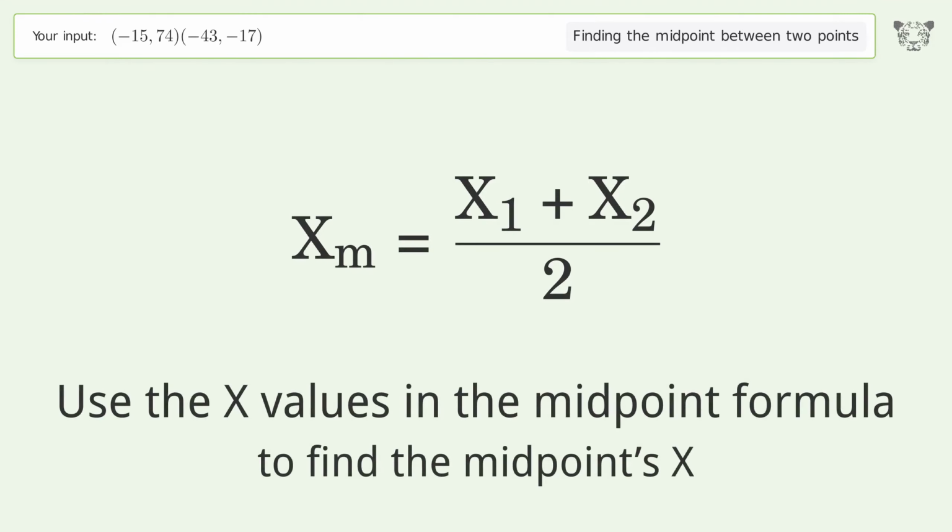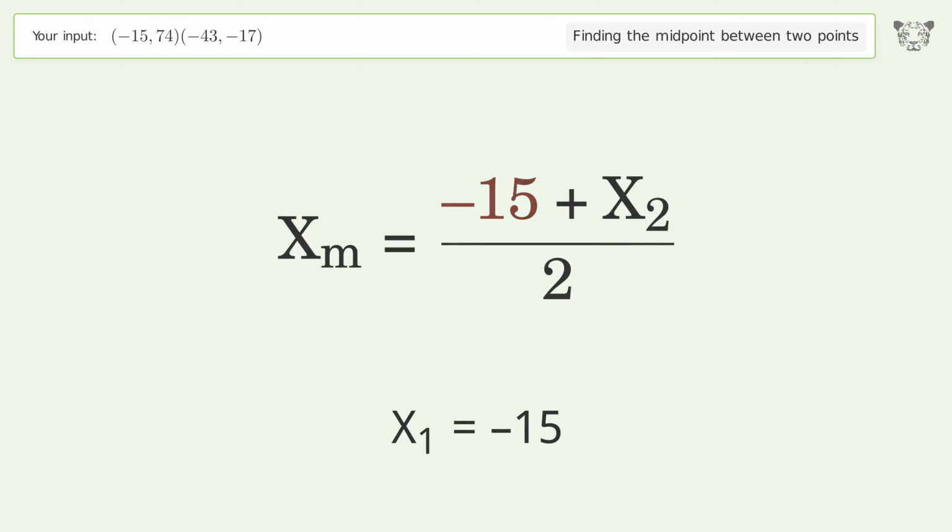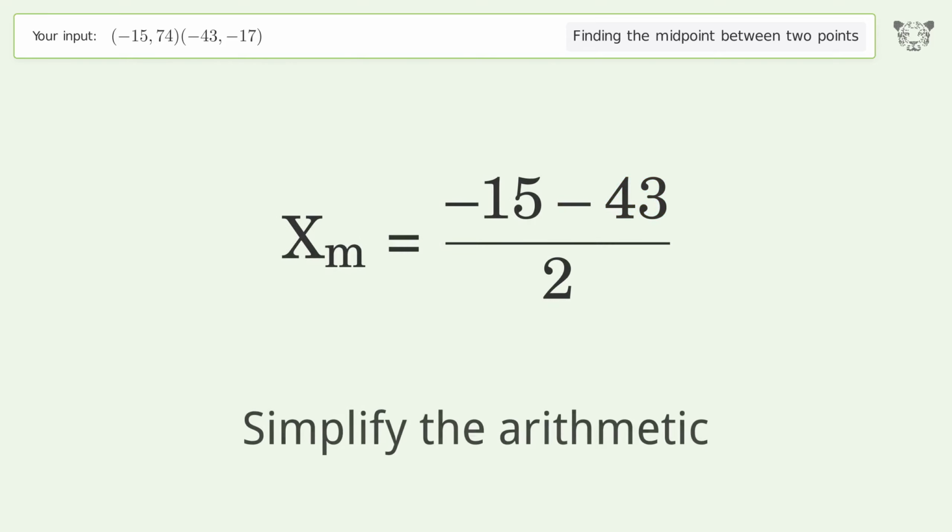Use the x values in the midpoint formula to find the midpoint's x. x1 equals negative 15. x2 equals negative 43. Simplify the arithmetic.